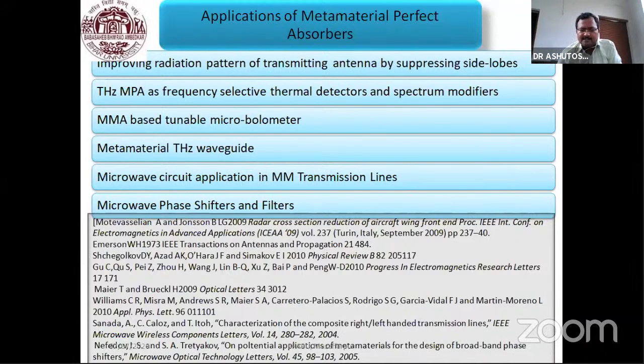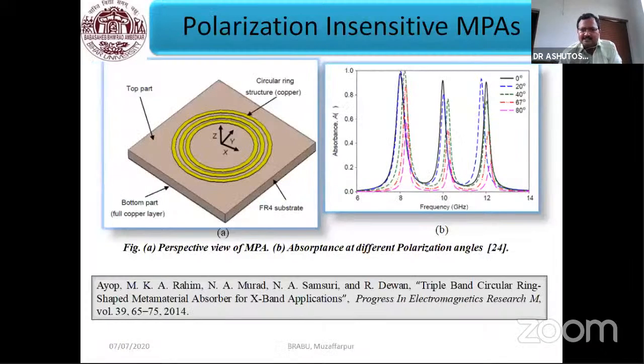Terahertz waveguide circuit applications for millimeter transmission lines, microwave phase shifters and filters, and many more. These are some applications of the absorber which I am working on. And these are the structures which I have worked on.